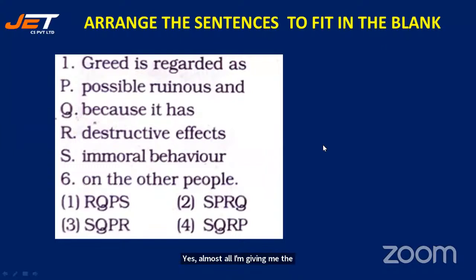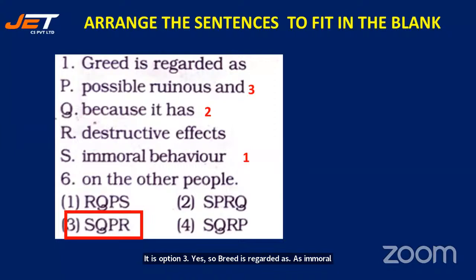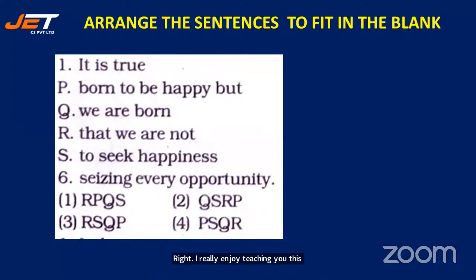Excellent. Let's see the correct answer. It is option 3, SQRP. Yes, so greed is regarded as immoral behavior because it has possible ruinous and destructive effects on the other people. Right? Does it make sense? Yes, it does make sense. Excellent, isn't it? Right. I really enjoyed teaching you this session, especially arranging the sentence. All right. See the next one.